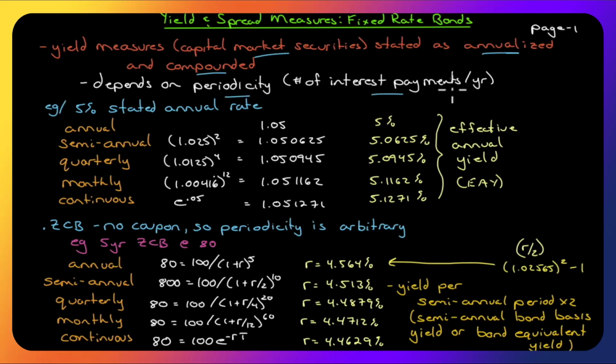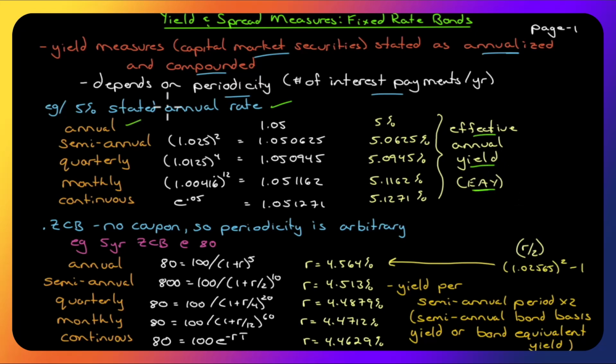So when we say this bond is yielding 4%, is that based on an annual coupon, a semi-annual coupon, quarterly coupon, monthly coupon? So let's just see how the yield to maturity changes due to periodicity. Let's say that we have a 5% stated annual rate. And we're just going to change the compounding periods and see what happens to the effective annual yield, the EAY.